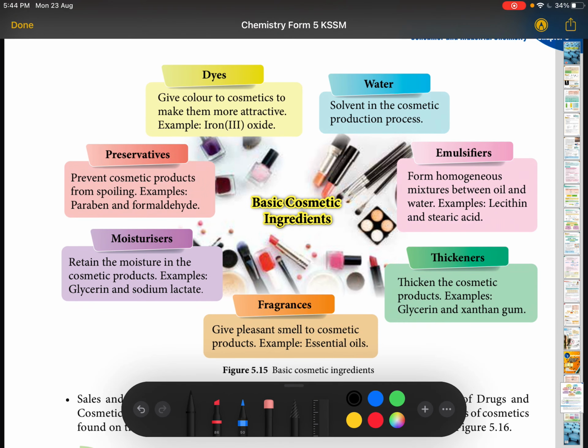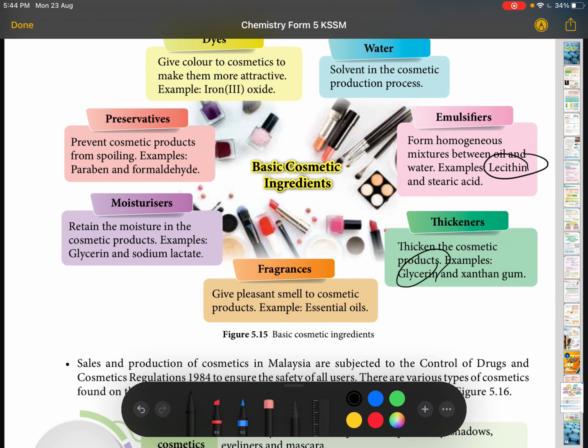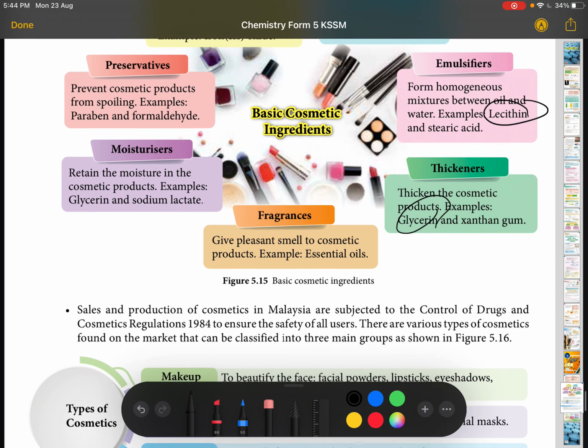I didn't really pay attention to this part. Next is emulsifiers. Again, the same thing is here. Next is thickeners, glycerin, fragrances, which are for smell. Moisturizers are for moisture, like lipstick as an example. And then there are preservatives, so they don't spoil.